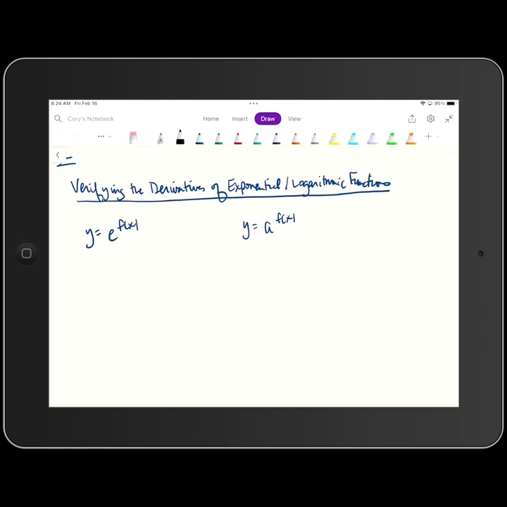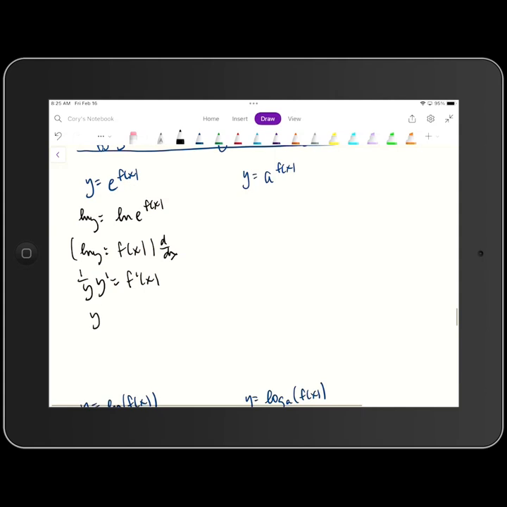if we want to actually derive the derivative of this, we're going to take the natural log of both sides of our equation. And then when we do that, the right-hand side is going to wind up simplifying to f of x. And then we can use implicit differentiation to take the derivative of that. So when we do so on the left-hand side, we get 1 over y times y prime. On the right-hand side, that gives us f prime of x. And then we can isolate y prime by multiplying both sides by y.